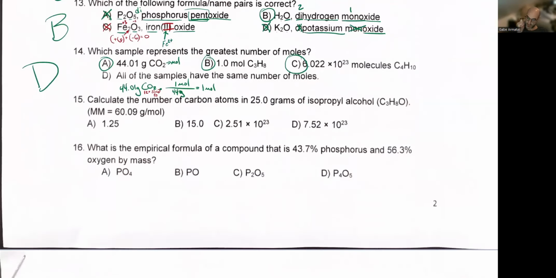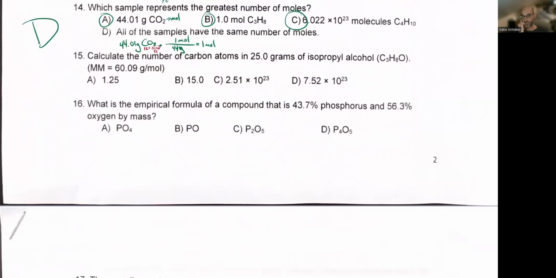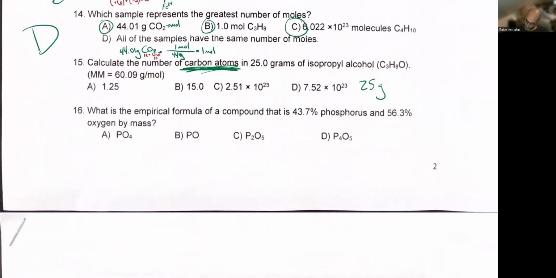Next up, calculate the number of carbon atoms in 25 grams of isopropyl alcohol. Okay, so again, we're going to do a conversion, 25 grams. And because we're looking for the number of carbon atoms, so this is going to be a conversion. Maybe I'll do it down here, actually. Well, I think I did it. 25 grams of isopropyl alcohol. That means I'm going to need the molar mass.